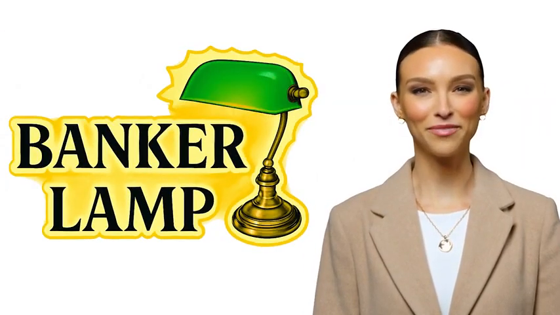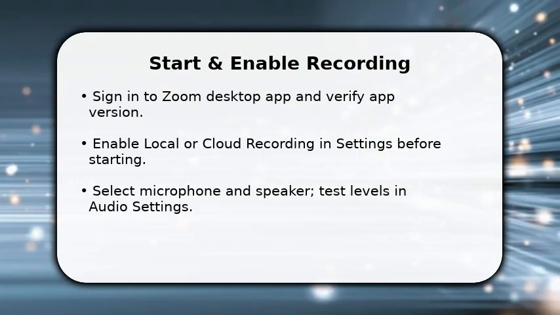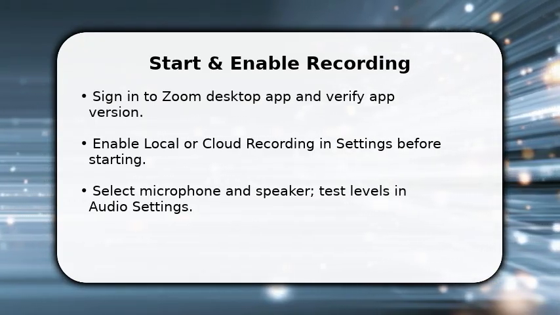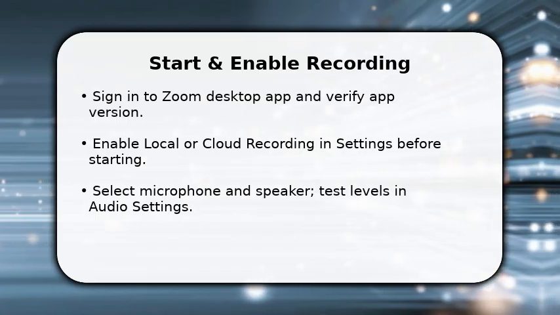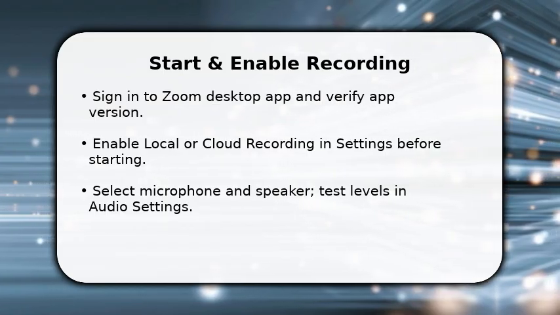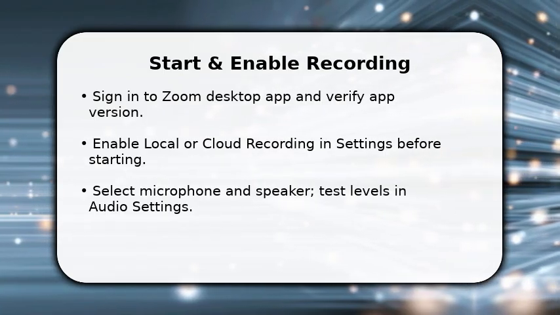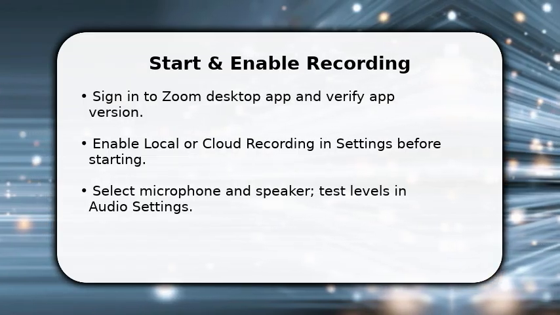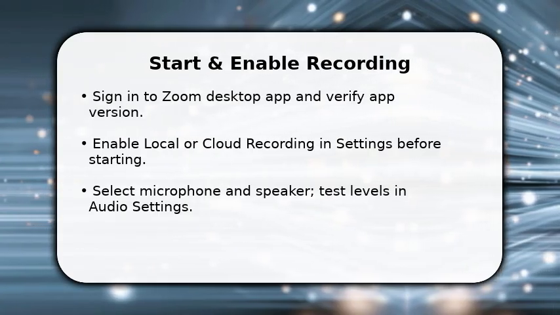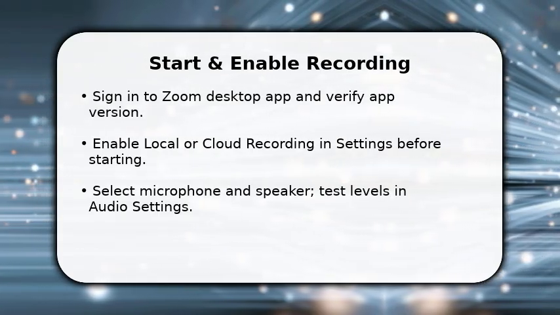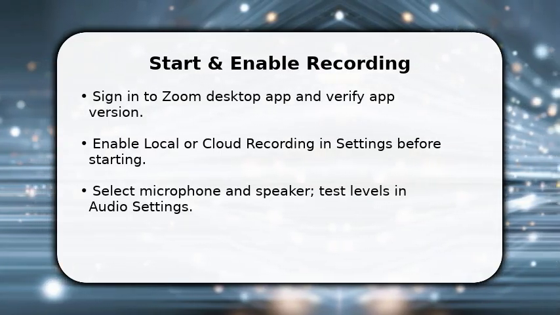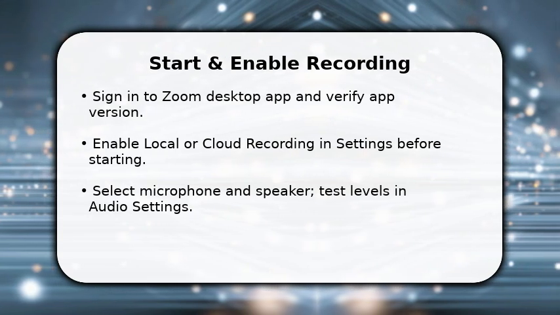Please enjoy the video. You're starting a recording now. Sign into the Zoom desktop app and confirm recording is enabled in Settings. Once done, choose Local or Cloud Recording depending on whether you want files on your PC or in the cloud. Make sure you select the correct microphone and run a quick mic test so levels aren't clipping. This saves time later. Then start or join the meeting and click the Record button to begin capturing audio immediately. This is your first actionable step to get clean captures.